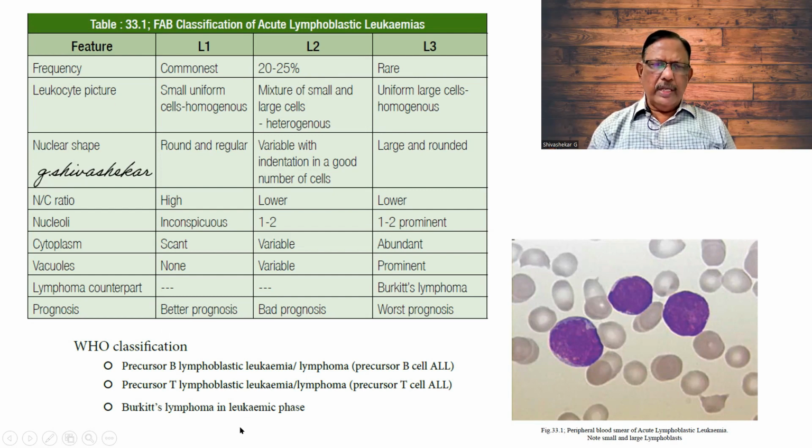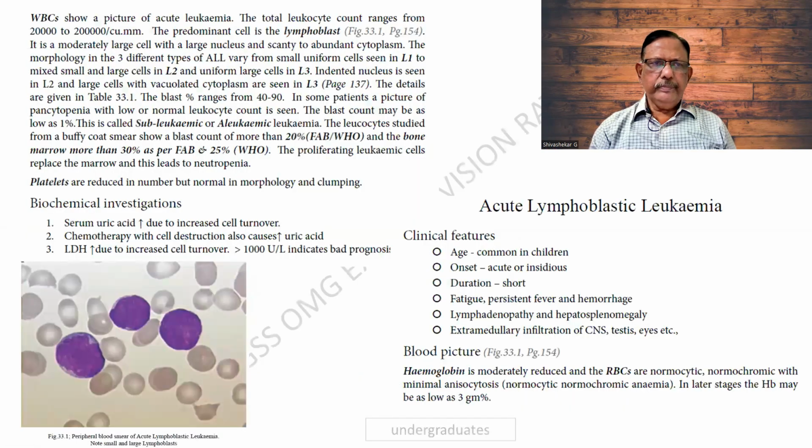And there's a WHO classification. There can be the B cell, T cell, and the Burkitt's lymphoma counterpart. Three things you people will have to remember by heart. And this is the blood picture. Obviously, you people will have to learn these by heart.